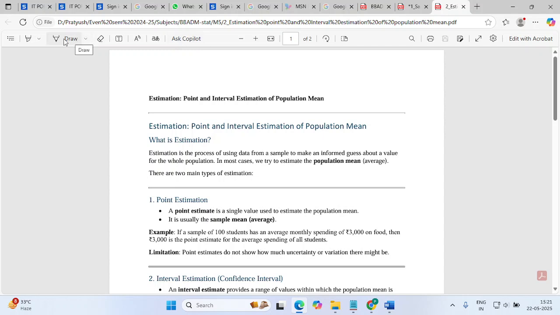So I hope all of you understand what is a point. See, point is like a pointed object. This is a point, okay? And what is an interval? Interval is like a duration, like an interval, okay?